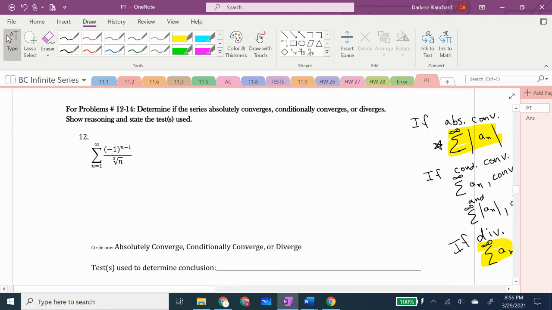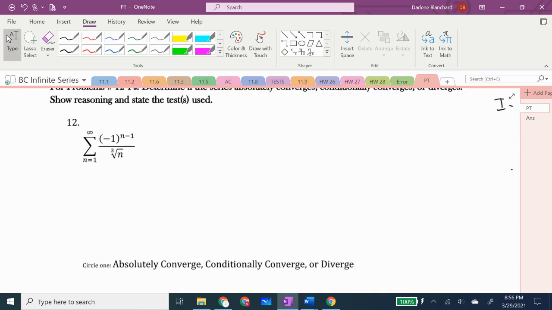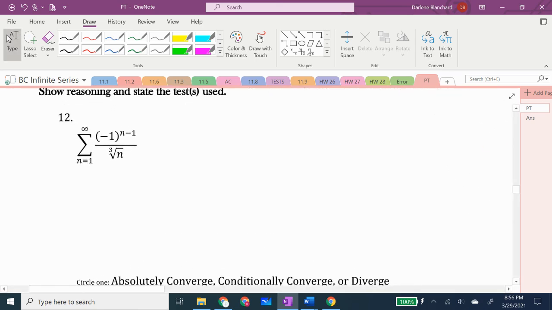As I analyze this for number 12, I realize that when I absolute value the formula, I am getting a P series where the P is 1/3. That's going to diverge, but I've got an alternating series. As an alternating series, it will converge. So that means I have to do two different tests. I've got two issues going on, and it's important to distinguish the difference.